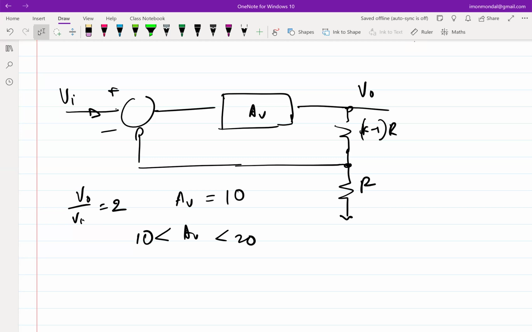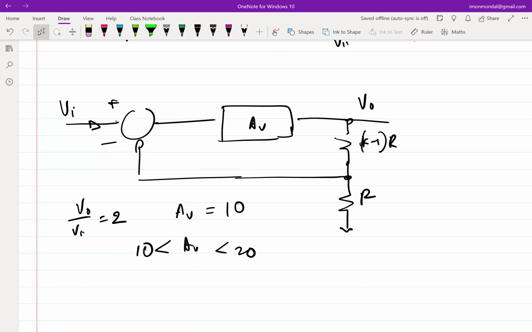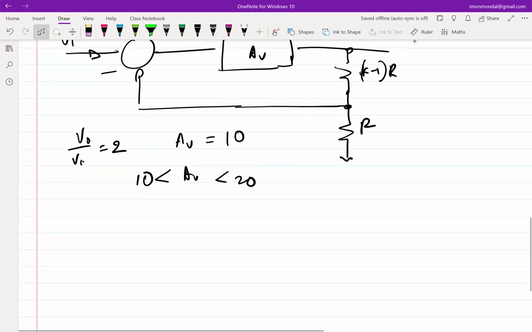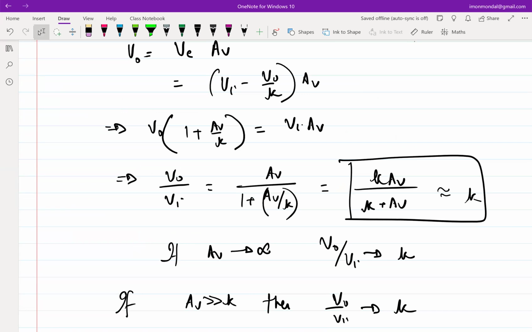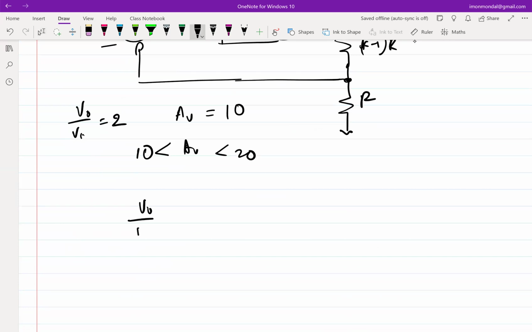So let's find out how much the V naught will vary, right? Can you do this calculation for me and tell me? So I can check from here, right? V naught over Vi is K times AV by K plus AV, right? We want the expected gain to be equal to K, right? So V naught over Vi ideal should be equal to K.